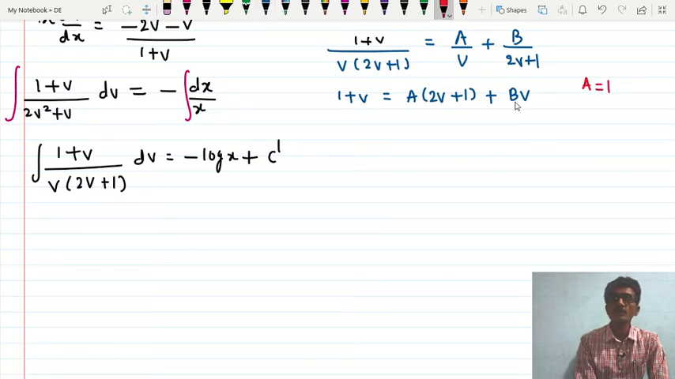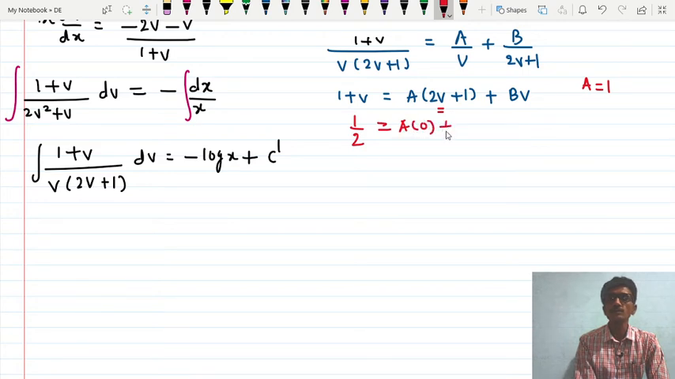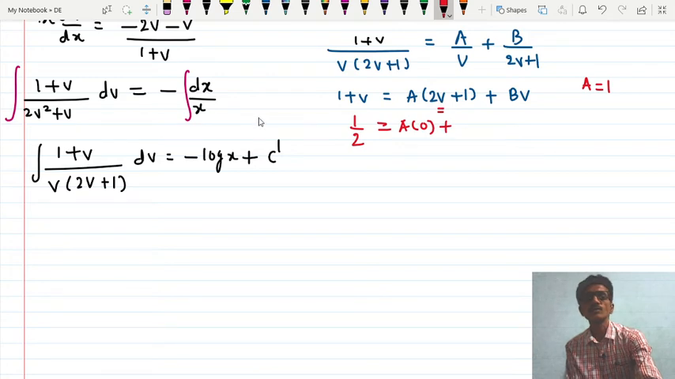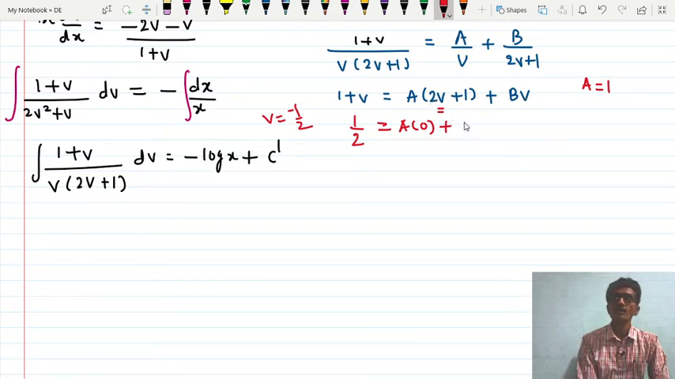Then here put a is equal to 0, then this will be 0, this will also be 0, and b remains here 1. Then you put v is equal to minus 1/2, here minus 1/2, so 1 minus 1/2 is 1/2. Then a into 0 plus, because v is equal to minus 1/2, you will be getting here 1/2 in the left hand side, this will be 0, and here minus b upon 2, so b will be equal to minus 1.